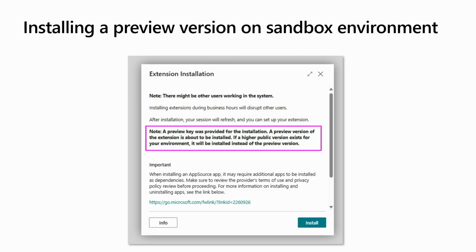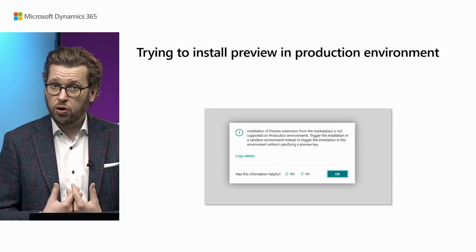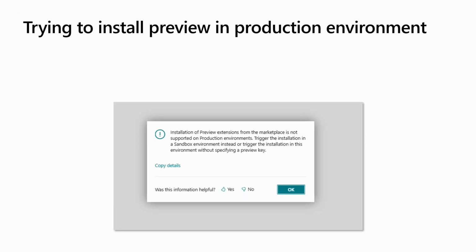Now, installing with this link is kind of business as usual, except that in the install dialog, we will now tell the user that this is a preview version that they are installing. Also, if you're trying to install this in a production environment, that will fail today.